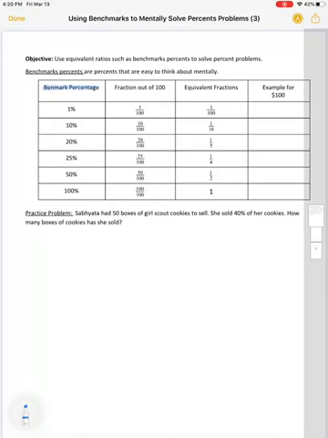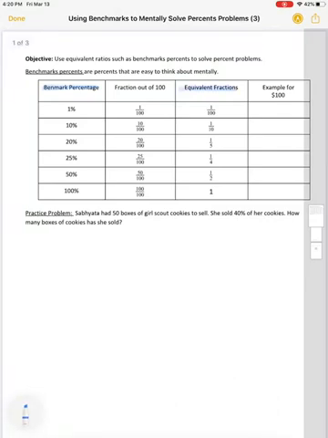Okay, benchmark percents. So we're going to look at 1%, 10, 20, 25, 50, and 100%. And just a reminder, when we're dealing with a percent, it's a special kind of ratio with a denominator of 100. So if we look at 1%, it's 1 out of 100. 10%, 10 out of 100. 20%, 20 out of 100. 25%, 25 out of 100. 50%, 50 out of 100. And 100% means we have 100 out of 100.